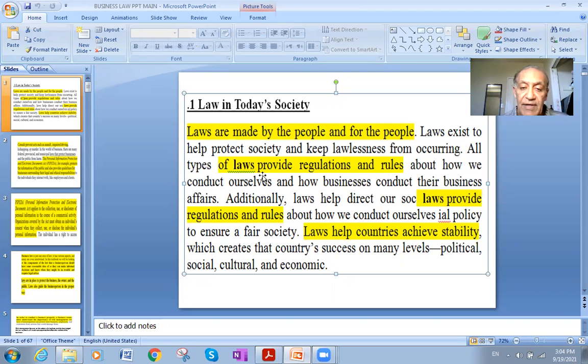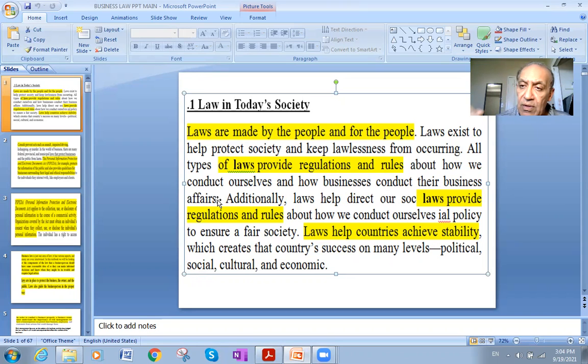All types of law provide regulations and rules about how we conduct ourselves and how businesses conduct their business affairs. So everybody, as long as he's an adult, more than 18 or 19 years old, knows everything in detail about what's going on in the society. If he doesn't know, he has to learn, because the law does not excuse you for being ignorant. You say, I don't know. No, that's not in the law. If you breach the law, you cannot say, I didn't know.